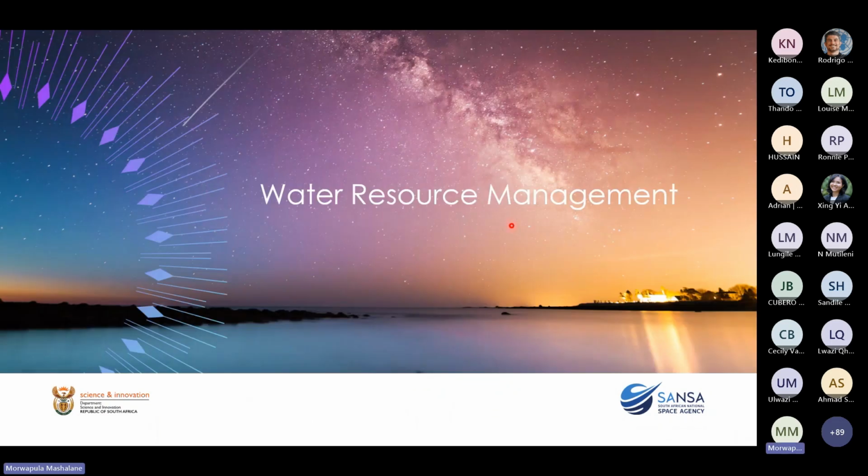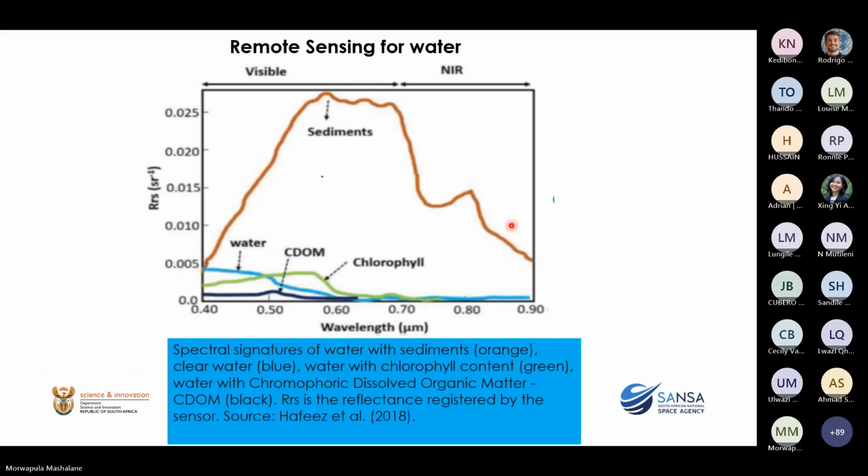So moving to water resources management, like I explained in vegetation, water also has a different spectral signature, and it has a higher reflectance in the visible spectrum. And also you can see the different spectral signatures, which are caused basically by pollution, because the water that has a lot of sediments has high reflectance. The one that has vegetation or algae, which is chlorophyll, we see that. So the water that is clean has lower reflectance, etc.